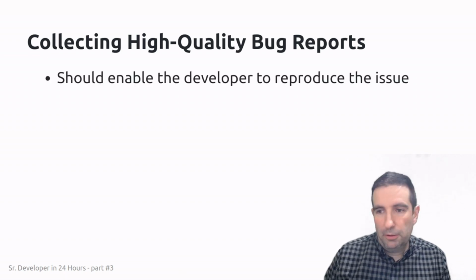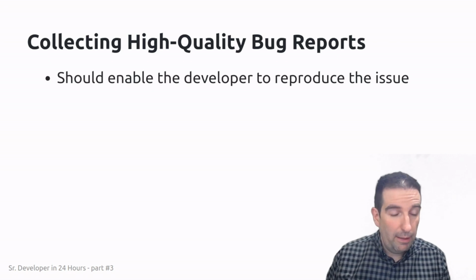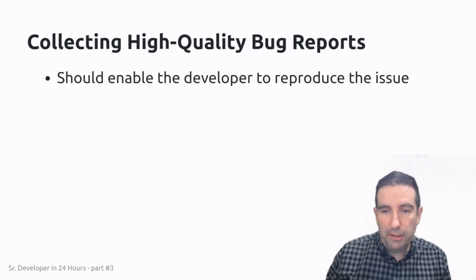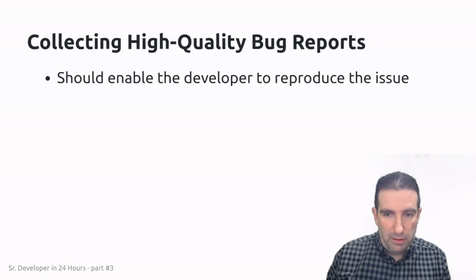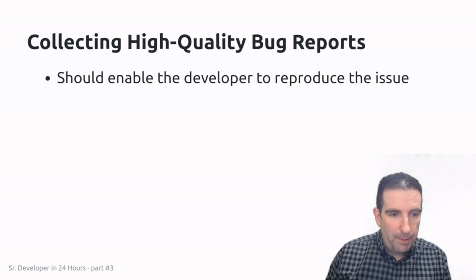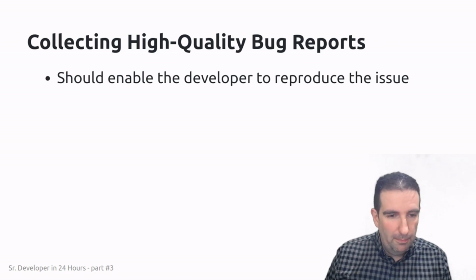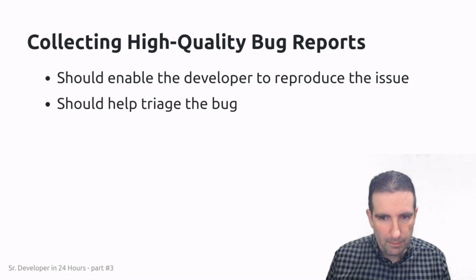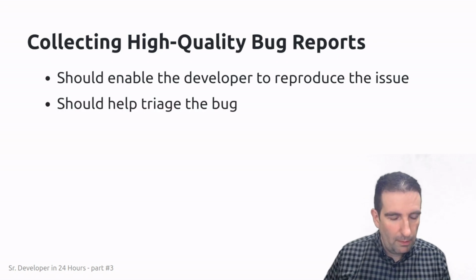All right. So the first thing is that a high quality bug report should enable the developer to reproduce the issue. That is critical. If the bug report does not give us the necessary information to reproduce the issue, it is not going to be a very useful ticket or a very useful bug report. Second, it should help us triage the bug.